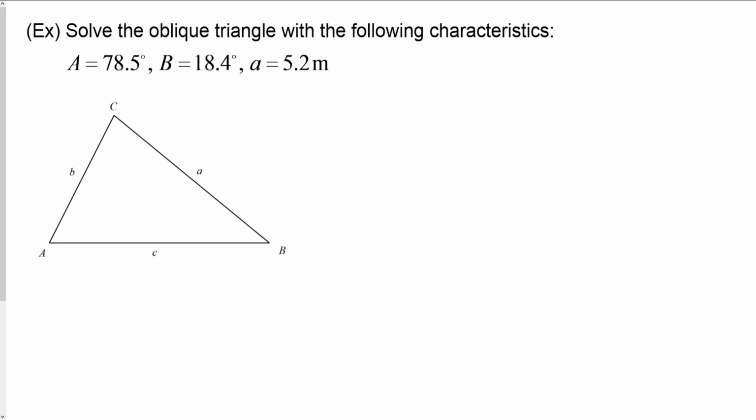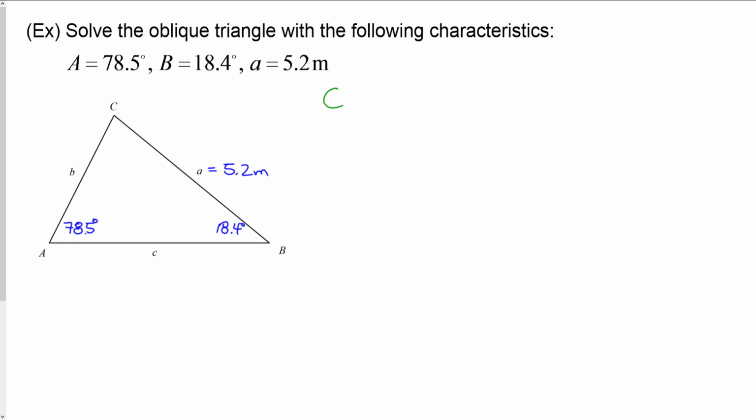So we know that angle A is 78.5 degrees, and we know that angle B is 18.4 degrees, and side a is 5.2 meters. So we need to figure out angle C, side c, and side b. Easiest thing to do right now is to figure out angle C.